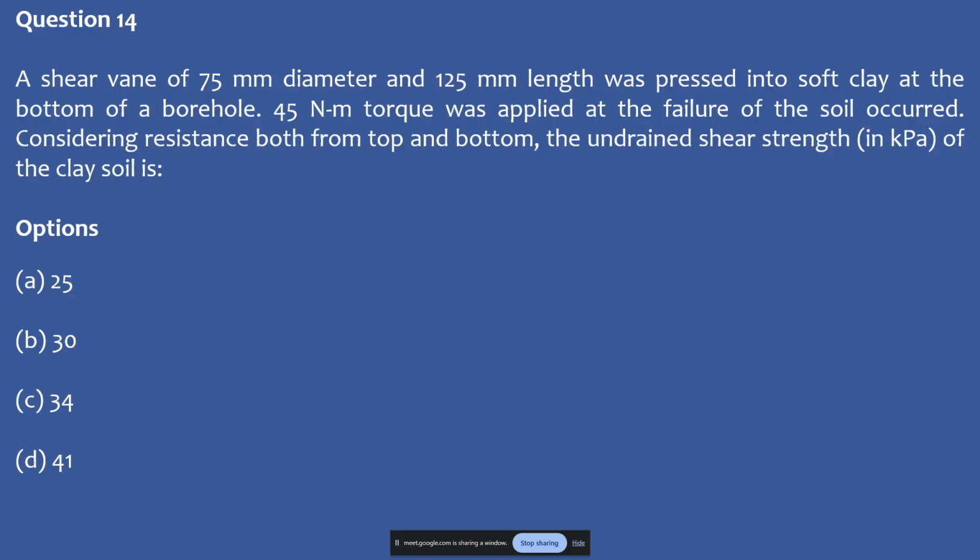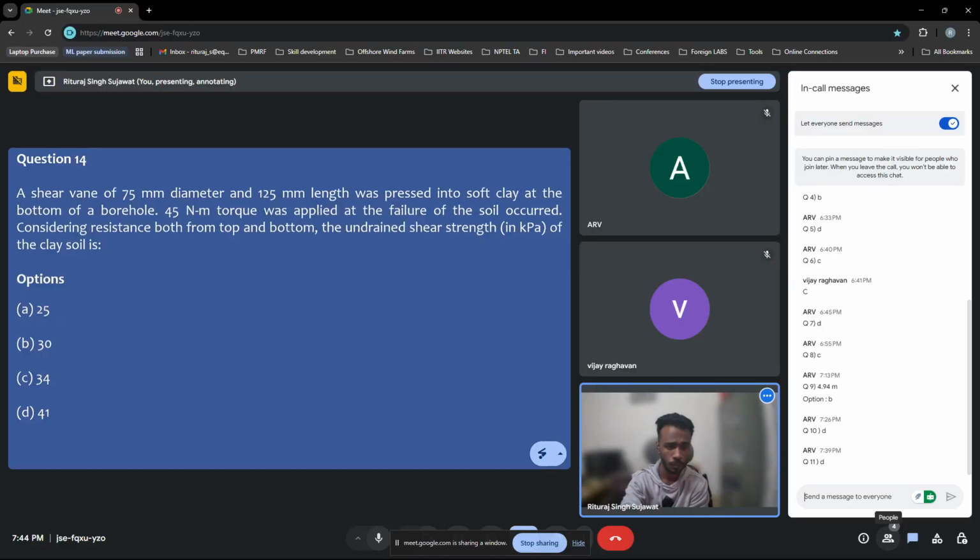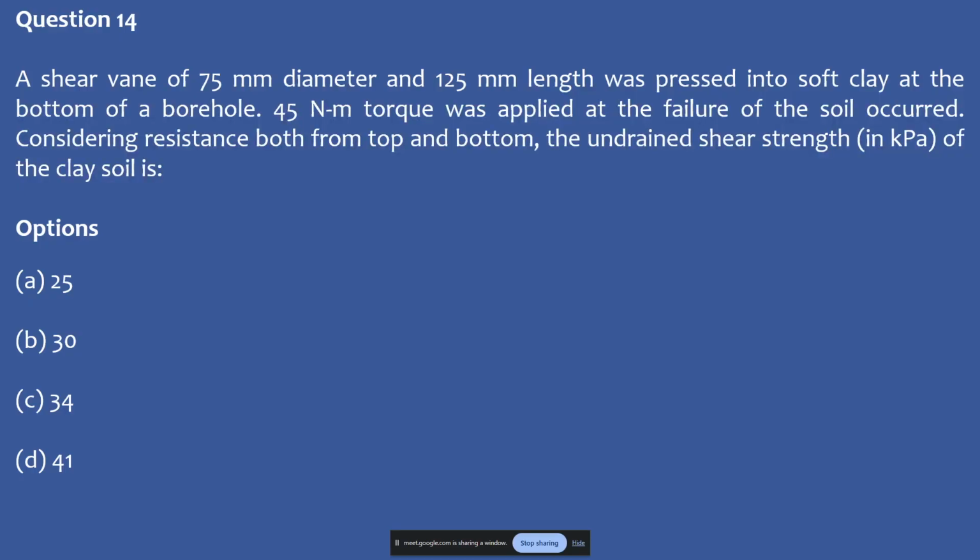So this is the vane shear test. A shear vane of 75 mm diameter and 125 mm length was placed into soft clay at the bottom of a borehole. 45 Newton meter torque was applied and failure of the soil occurred. Considering resistance from top and bottom, you need to evaluate the undrained shear strength of the clay soil. You just need to know how the relation works for calculation of the undrained shear strength in the vane shear test.